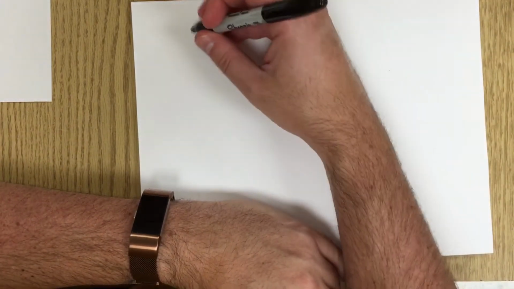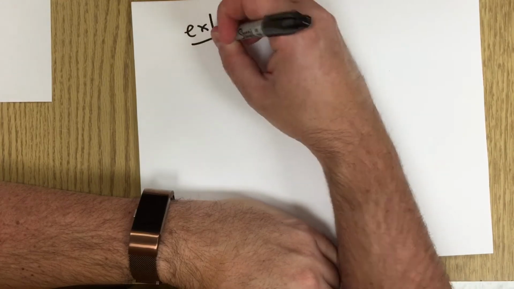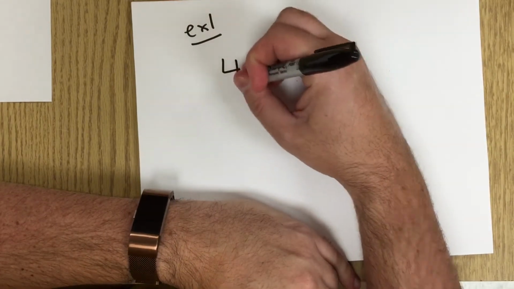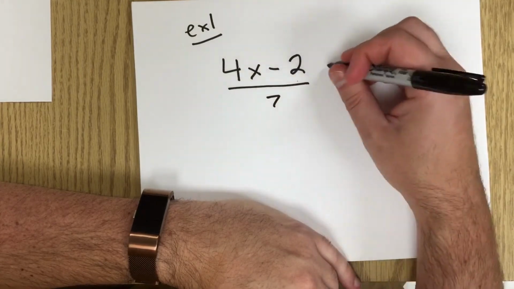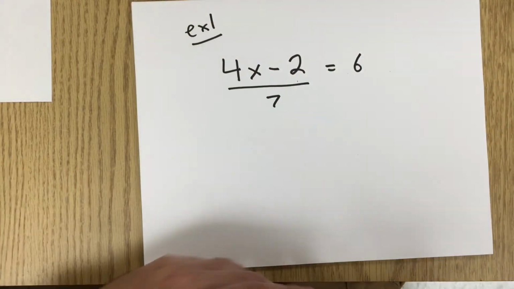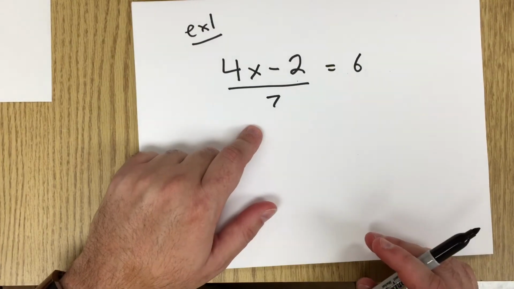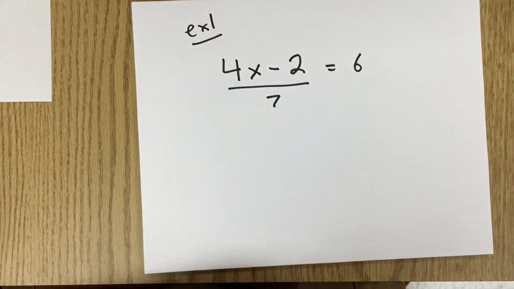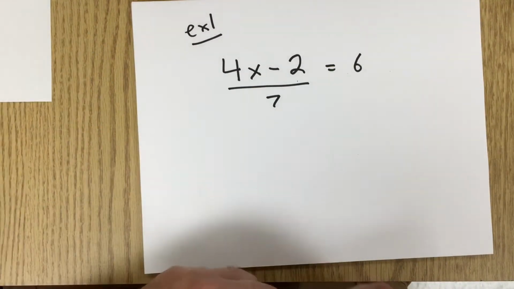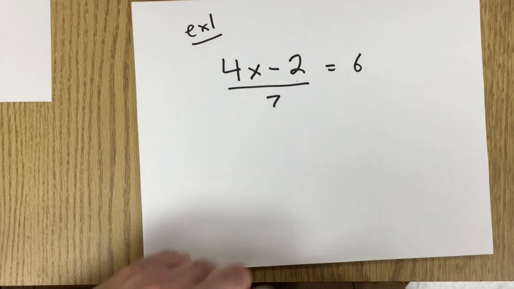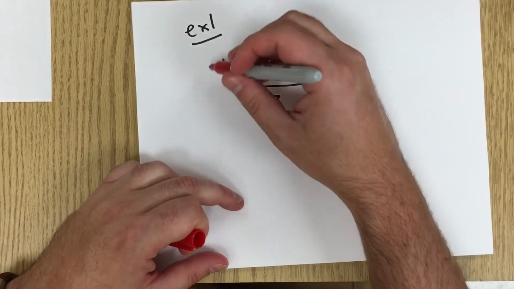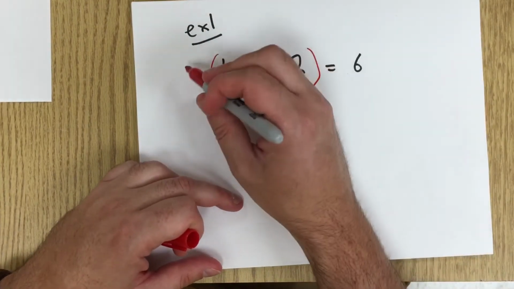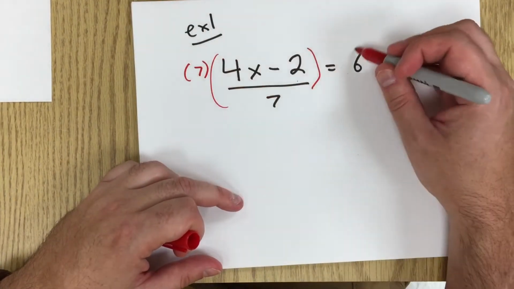So let's backtrack a second. This will be example 1: (4x minus 2) over 7 equals 6. We're going to use the same idea. We have a number on the bottom, and we want to get rid of it. The way we do that is by multiplying everything by the number on the bottom. It's 7, so we're going to multiply this by 7.